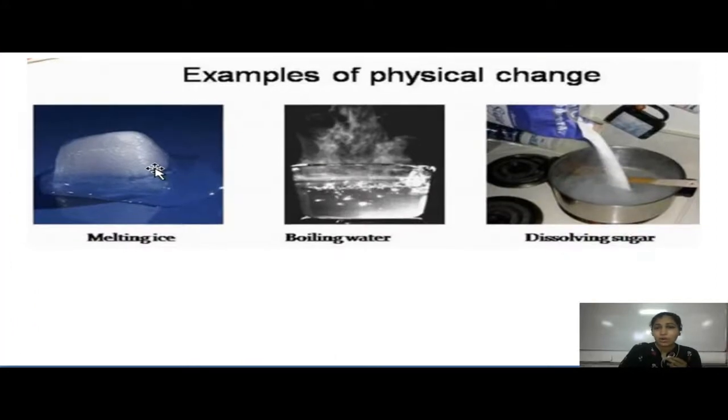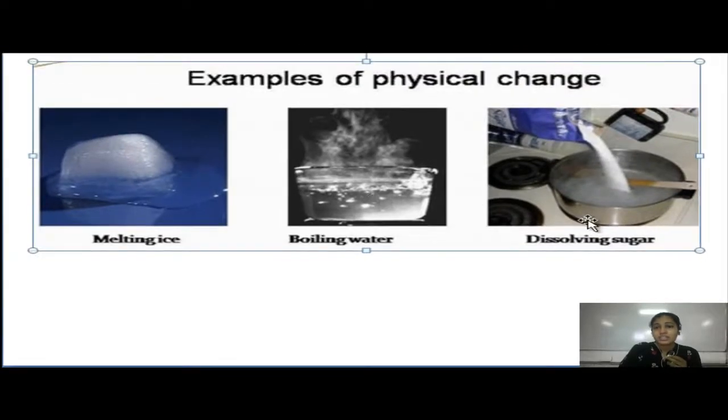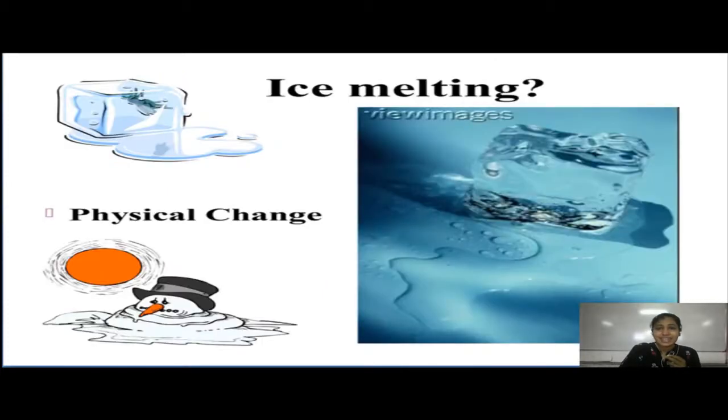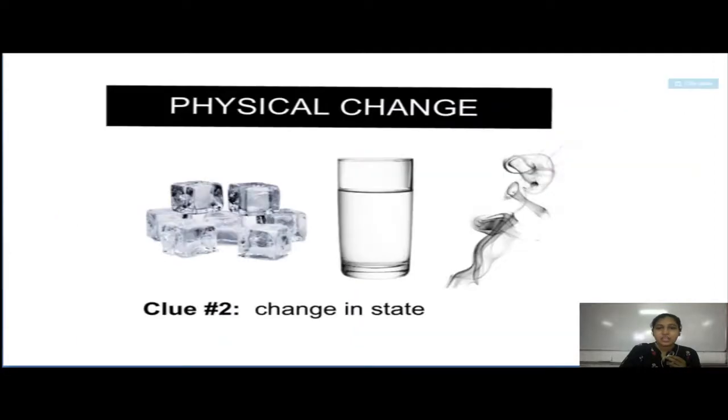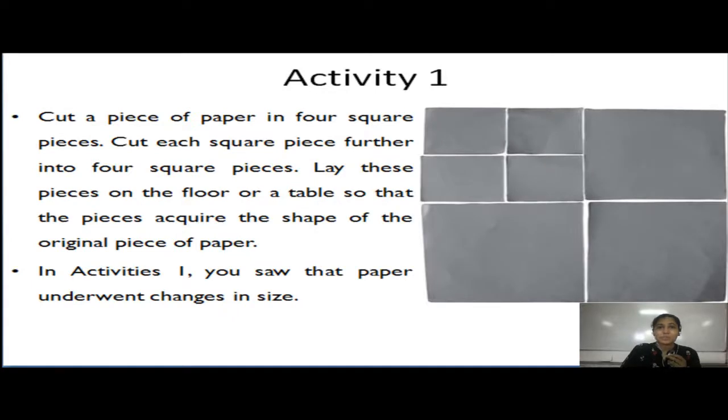First example is melting of ice. Second example in the figure, boiling of water. Dissolving sugar in the water is also the example of physical changes. Cutting of paper, it is also considered as a physical change. Melting of ice again is considered a physical change. Change in the state from ice to water and water to gas, it is an example of physical change. Crushing of a tablet, it is also an example of physical change.